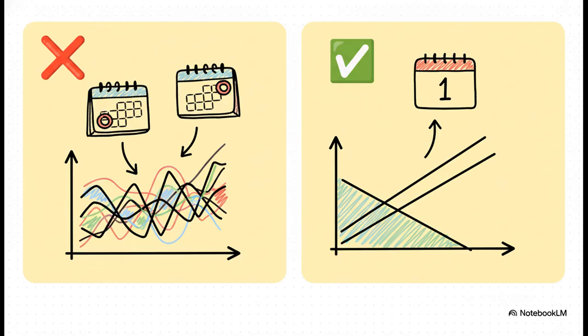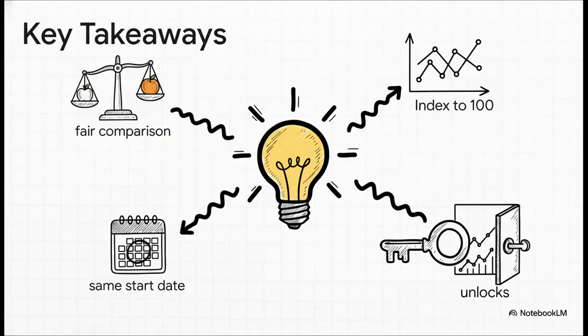Same start date, always. So let's do a super quick recap of what we've learned. Number 1, normalization lets you finally compare apples and oranges. Number 2, the index to 100 method is your best friend for quickly seeing performance. Number 3, always, and I mean always, use the same start date for a true comparison. And number 4, once you master this, you unlock much more powerful ways to analyze the market.